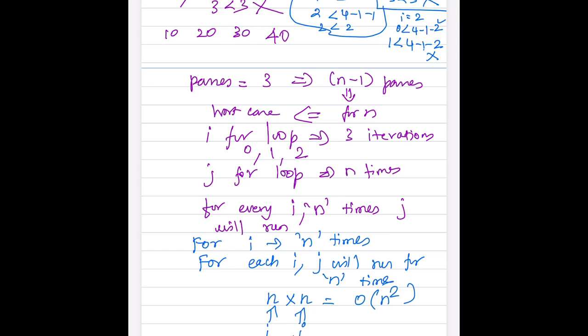All I'm talking about here is the worst case time complexity. So you have to assume the worst case and put it as the constraint for this.